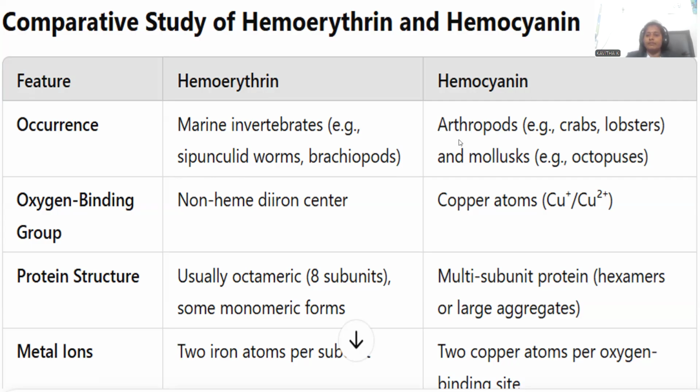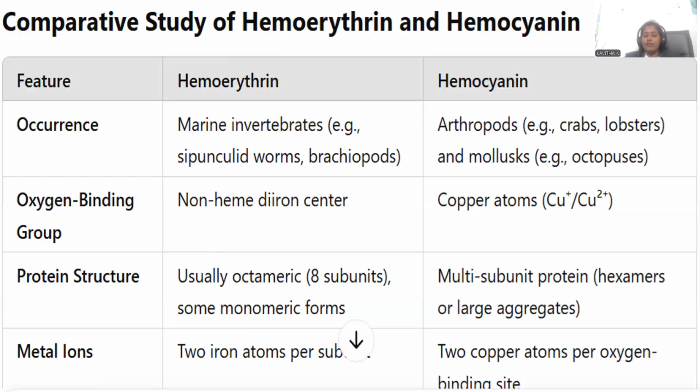Whereas hemocyanin is found in arthropods, the biggest family in the universe, the insect family with the highest population. They take part in hemocyanin. Crabs and lobsters are examples of hemocyanin, and even molluscs and octopus are accompanied by hemocyanin. For oxygen binding, a non-heme diiron center takes part in hemerythrin, whereas copper is responsible for oxygen carrying capability in hemocyanin. Copper exists as cuprous in the deoxygenated form and cupric in the oxygenated form. Protein structure is octameric in hemerythrin, as we are already aware, being high in molecular weight and heavier in nature.